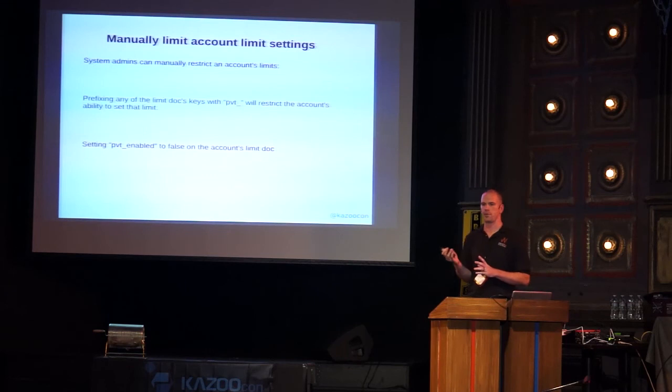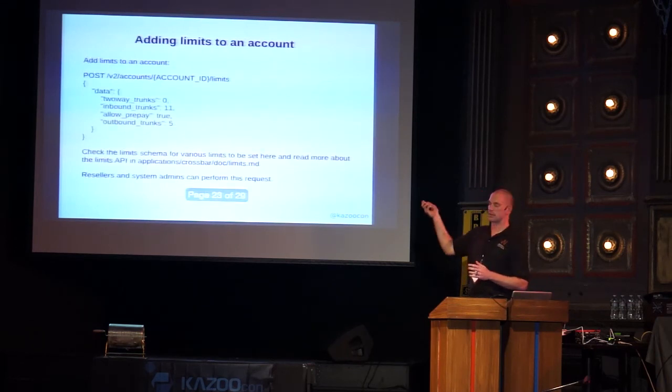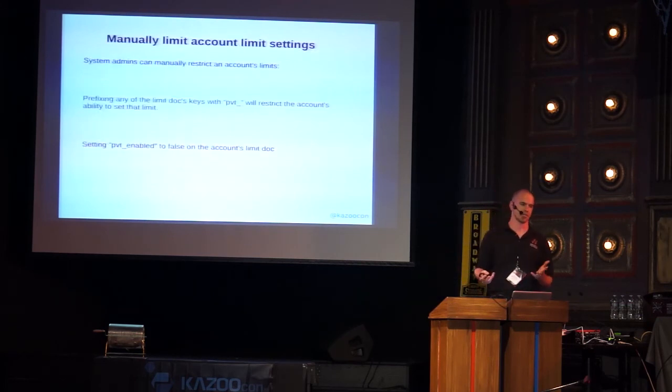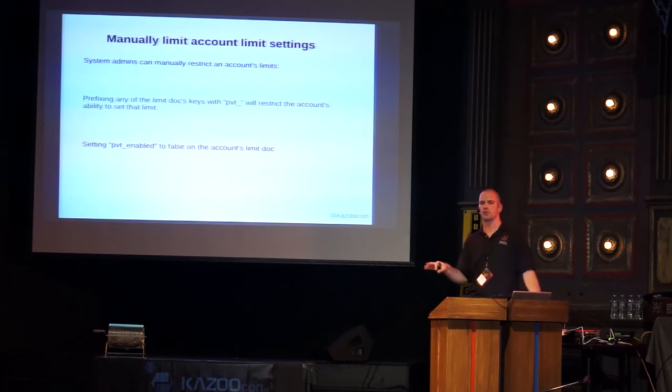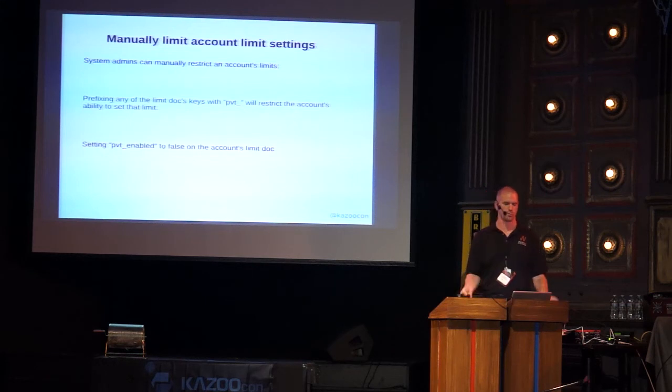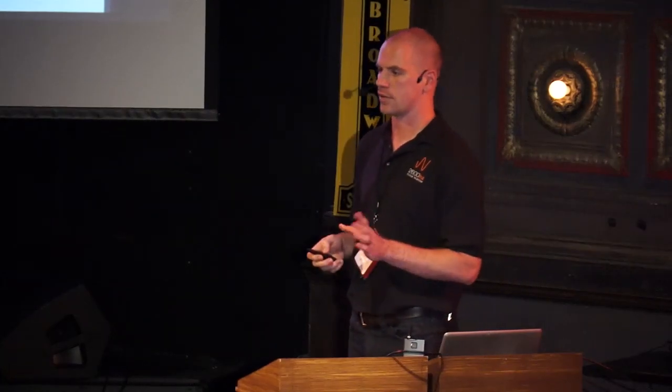So if I were to set PVT inbound trunks to 5, whereas here it's 11, the account would be limited to 5 trunks. We're still working on making that leak through so that the UI displays 5 instead of 11. But from a back-end perspective, you can limit an account so that they can't set their limits too high. And like I said, with the PVT-enabled flag, you can short-circuit authorization and immediately allow the call by setting that to false.